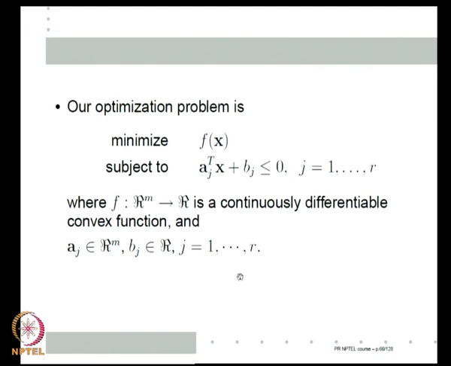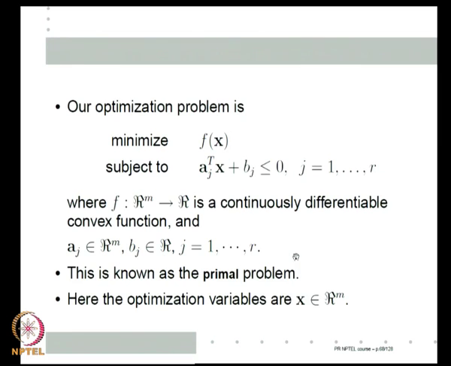So, the given optimization problem is, to recall, minimize f of x subject to A j transpose x plus b j less than or equal to 0, where we assume f is continuously differentiable and also convex now, and the A j's are vectors in Rm. We are given r such constraints, and this given optimization problem is called the primal problem. In this optimization problem, the minimization is over x, where x is in Rm. So, the optimization variables are x belonging to Rm, this is what you are minimizing over. So, the dimensionality of this optimization problem is m, you are searching over Rm to find the minimum, okay.